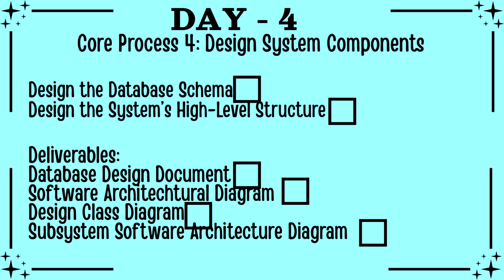Day 4, I'll really get into designing the system, starting with the database schema, which basically acts as a blueprint for the system. I'll create a database design document which will explain the database structure, including tables, fields, relationships, and constraints, to explain how the data is stored and accessed. The software architectural diagram will give a visual of the system structure. The design class diagram will outline the system classes, their attributes, methods, and relationships, and the subsystem architecture diagram will break the system into smaller functional parts and illustrate how these subsystems communicate and depend on each other.